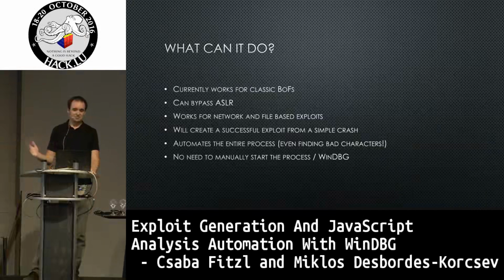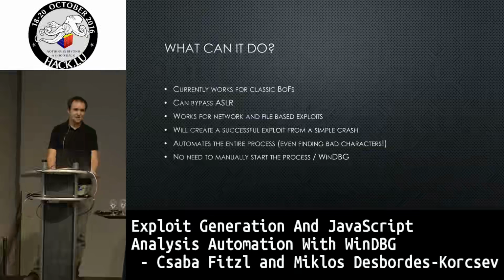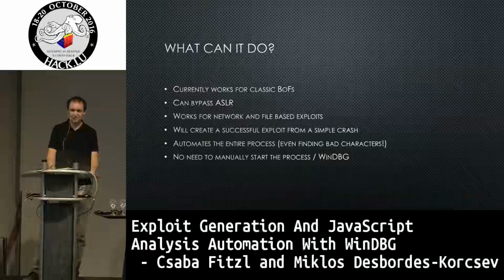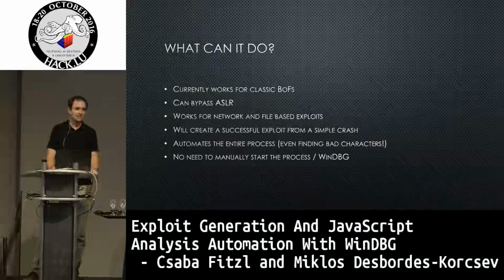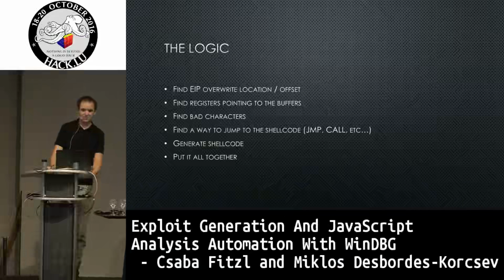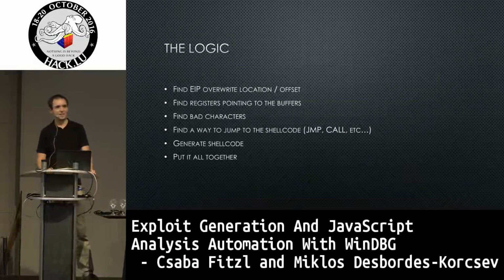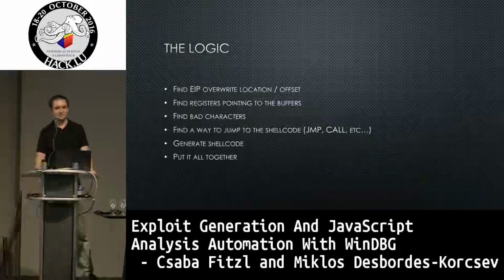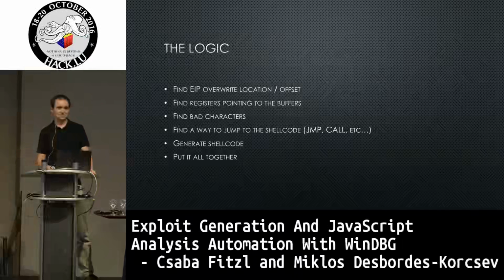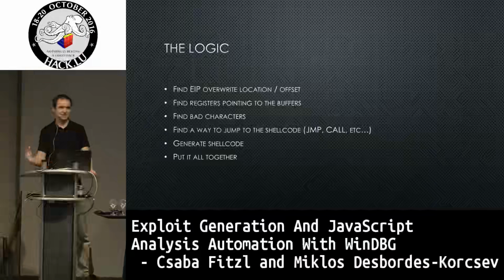And it can basically develop a working exploit from a simple crash. And again, it can automate anything, and you don't have to start WinDBG. You can just run this script, and it will do everything for you. So how does it work? It will start the process in WinDBG from Python. It will send in the crash, and I will talk about later on how you give the input to it, how you actually write the exploit so it can work with the tool.